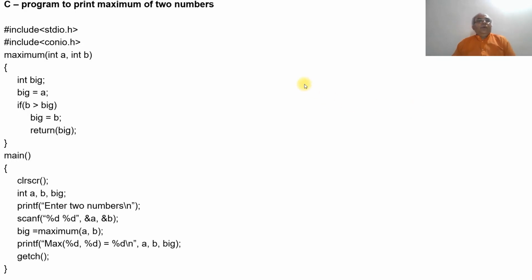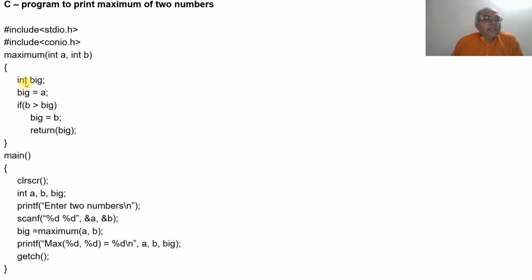Now, in this video, we are going to discuss how to write a program for printing the maximum of two numbers. #include <stdio.h> and <conio.h>. So maximum, int a and int b. This is a small subprogram.